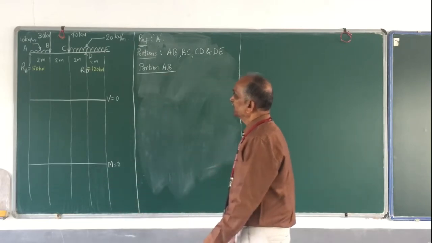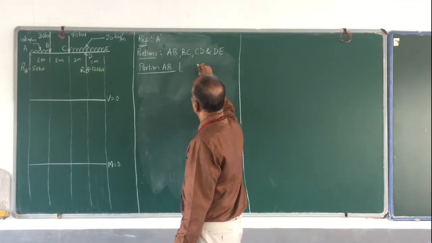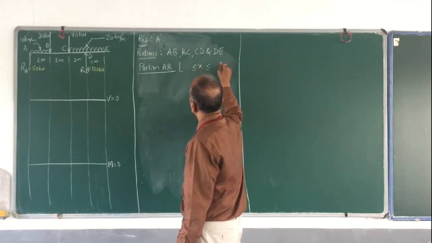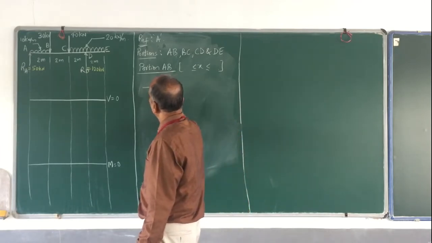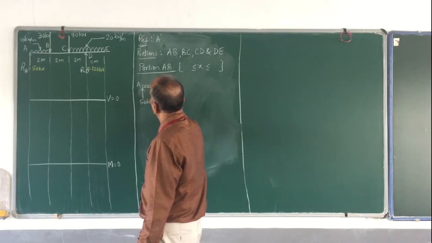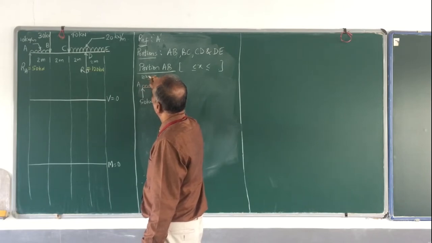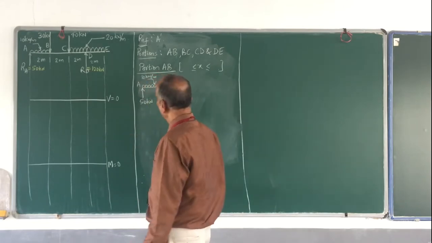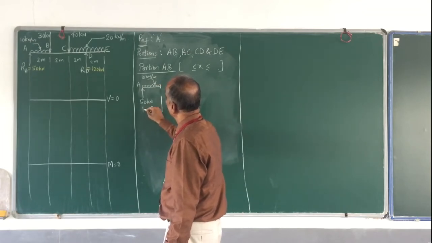Okay, draw the free body diagram. Take a section between A and B. So my x is going to be, I'm going to write up here. So it is A and B. Section is between A and B. So this is A and this is my reaction 50 kilonewton. And I have got the UDL, this is 10 kilonewton per meter. And this is where I have cut it, and this is at a distance of x.